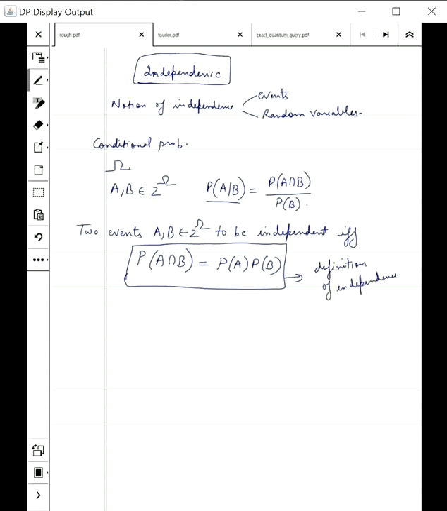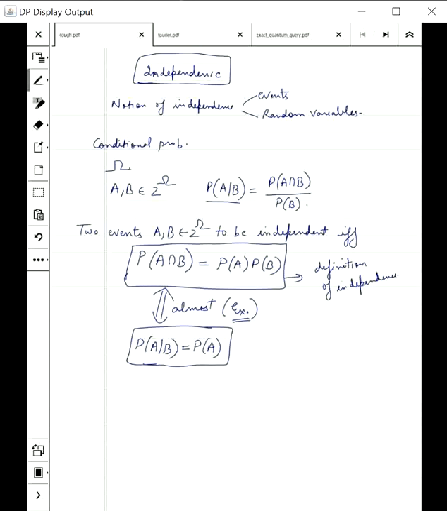This definition is closely related to a more intuitive definition, which is that probability of A given B is equal to probability of A. This is more intuitive because it says that knowing that B has happened does not affect the probability of A. We saw that these were almost equivalent except for a boundary case, and I will just leave it as an exercise for you to figure out why these are not exactly equivalent but almost equivalent. So this was the definition of independence.